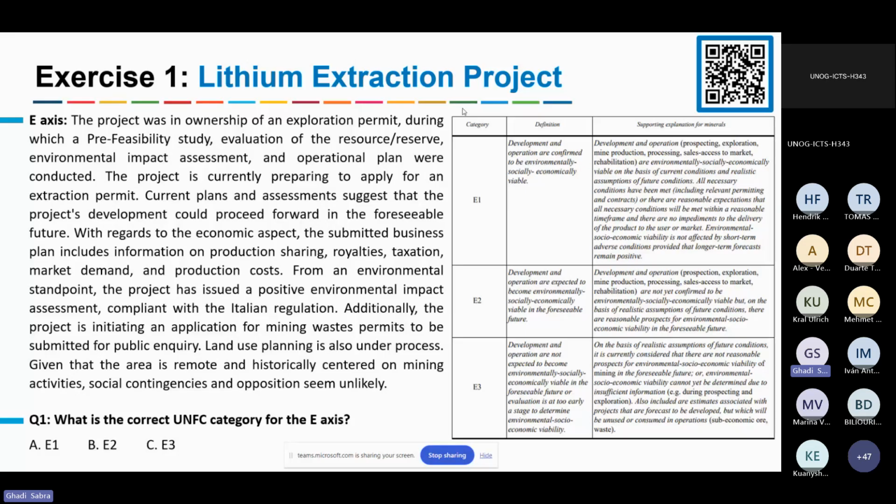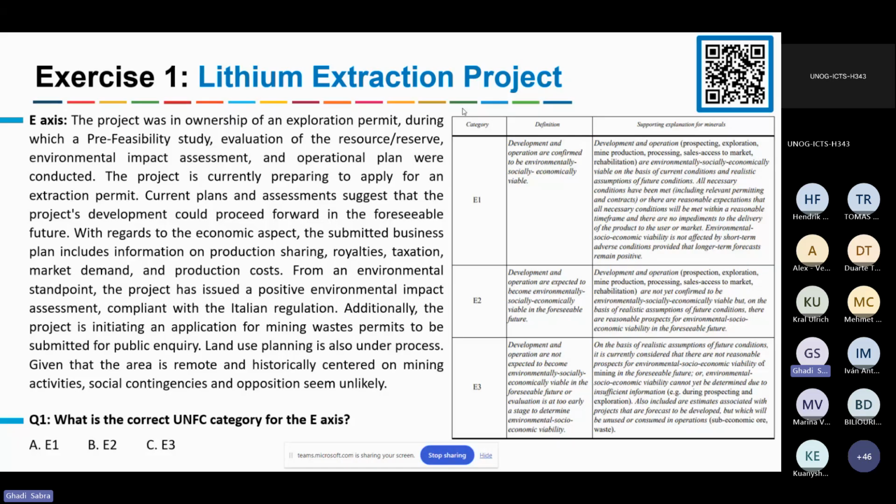Let's begin with the first axis, the E axis. The project was in ownership of an exploration permit during which a pre-feasibility study, evaluation of the resource and reserve, environmental impact assessment, and operational plan were conducted. The project is currently preparing to apply for an extraction permit. Current plans and assessments suggest that the project's development could proceed in the foreseeable future.